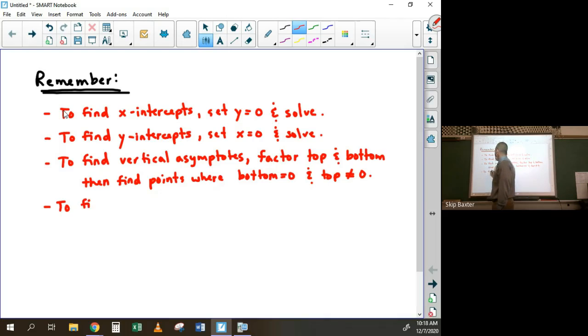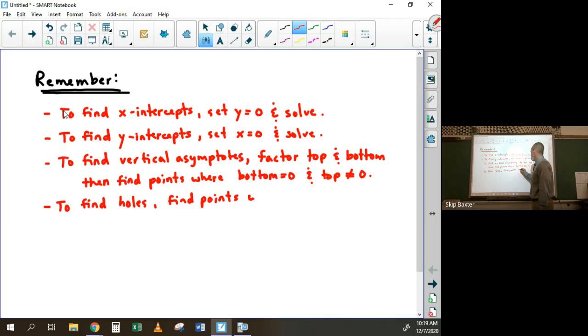To find holes, we find points where both the top and the bottom equal 0.